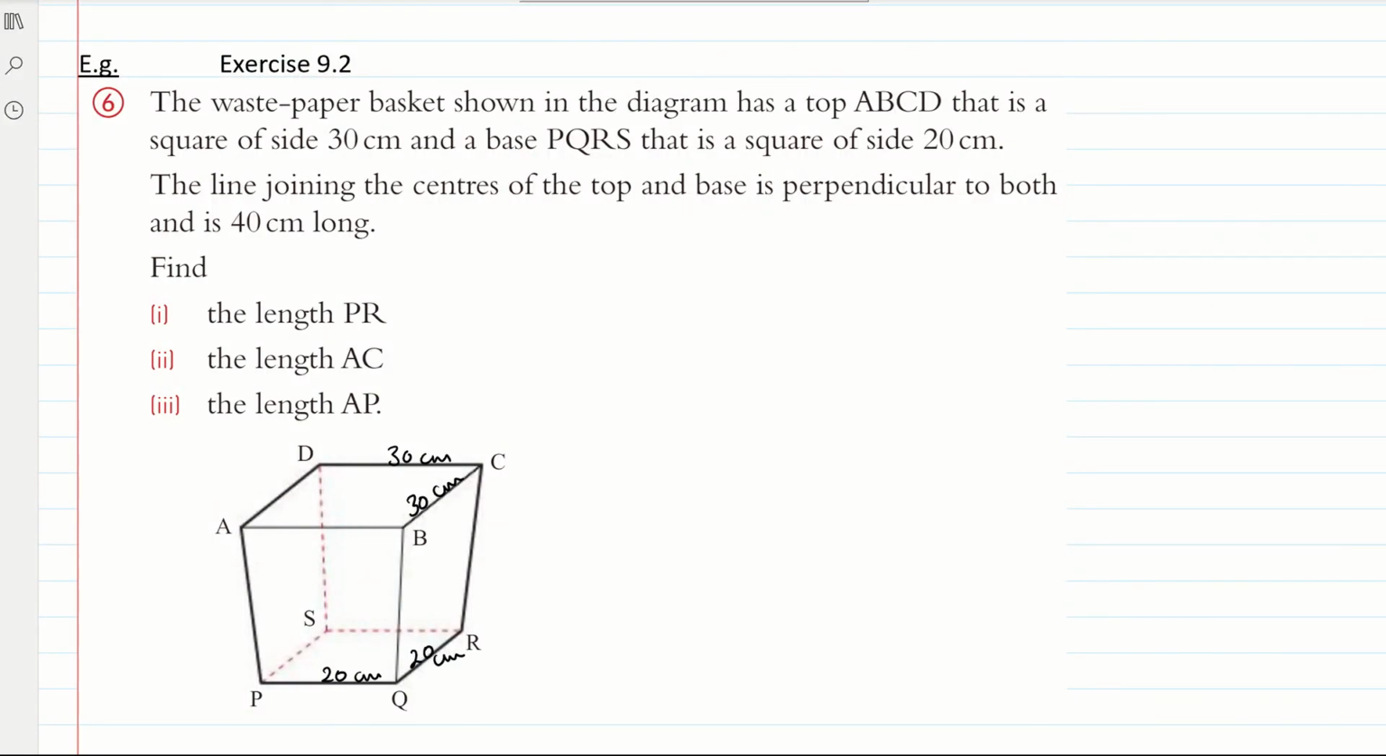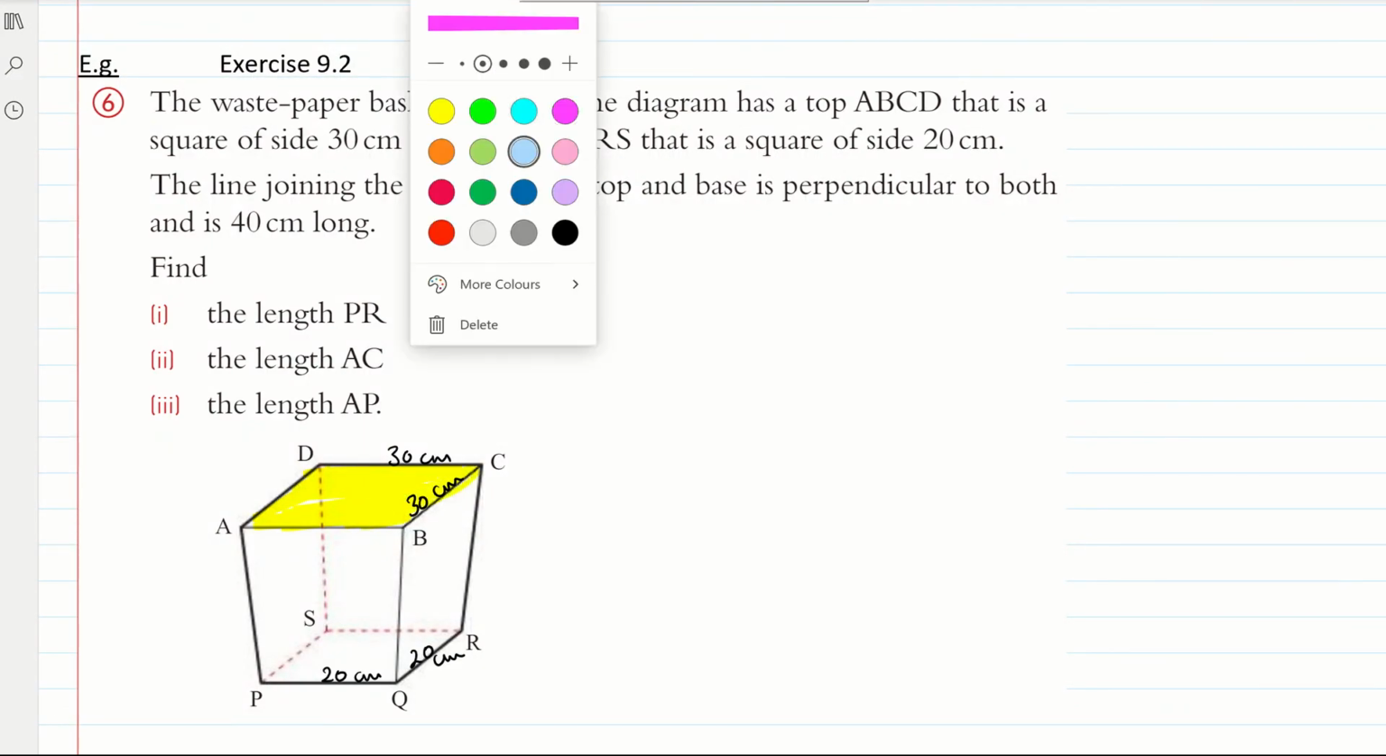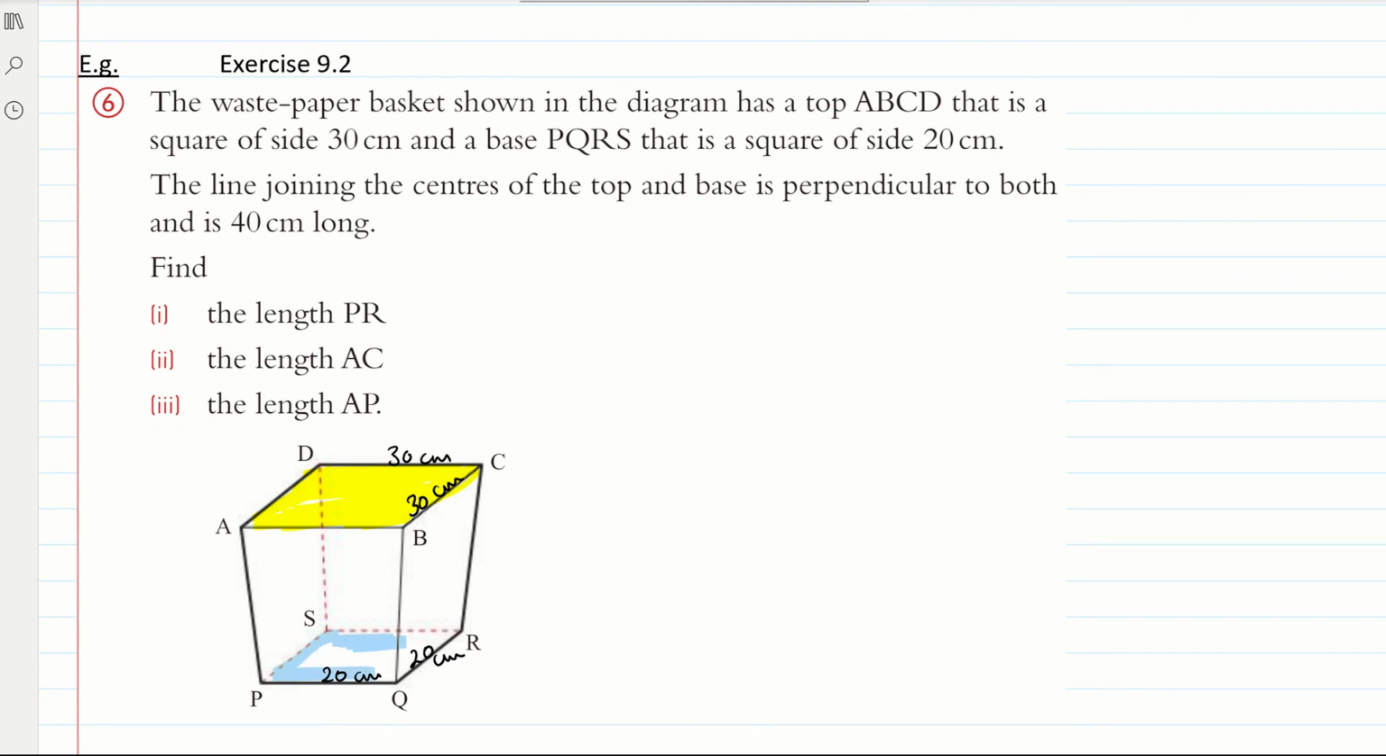The line joining the centers of the top and the base. So note, the whole thing is the top, A, B, C, D. And the base is the whole thing. So be very clear what they're talking about. They're not talking about lines, they're talking about the whole square. Okay, the top and the base. The line joining the centers of the top and the base is perpendicular to both, and is 40 centimeters long.